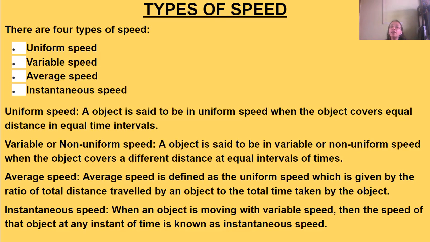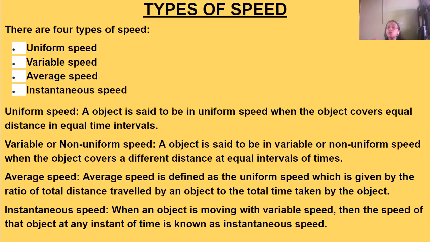Then for variable or non-uniform speed, I told you the first example that I gave: in the first 1 hour it is moving 10 kilometers, in the second 1 hour it is moving 20 kilometers. So that will be a non-uniform speed. Okay. Then average speed is defined as the uniform speed, which is given by the ratio of total distance traveled by an object to the total time taken by the object.